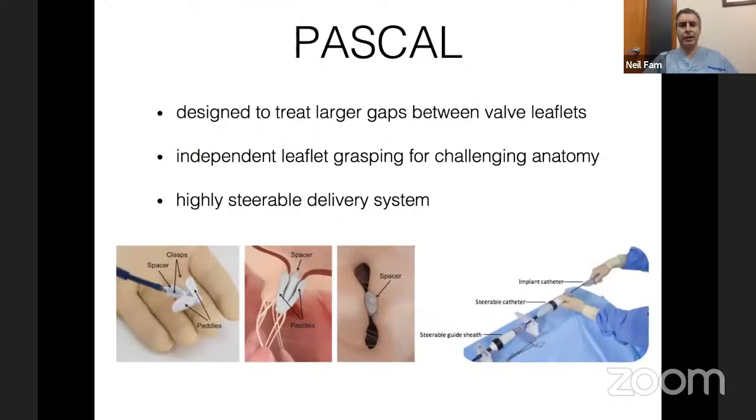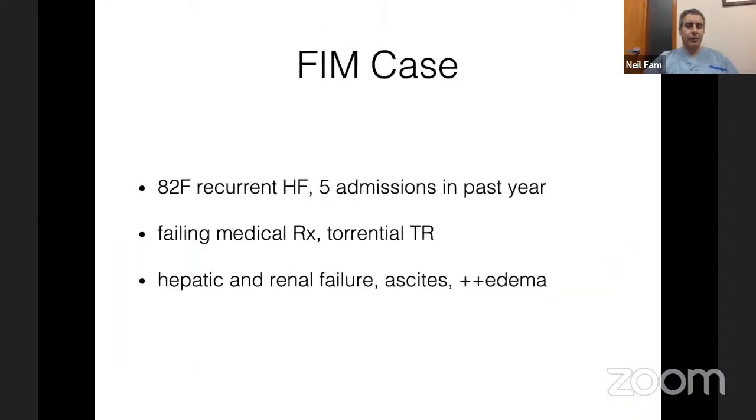Now, there is a second device for TR called the Pascal, which is designed to treat large coaptation gaps, has a central spacer, and was the first device to offer independent leaflet grasping, which I think is a game changer for treatment of TR using TEER. So we had the opportunity to do the first in-man case several years ago.